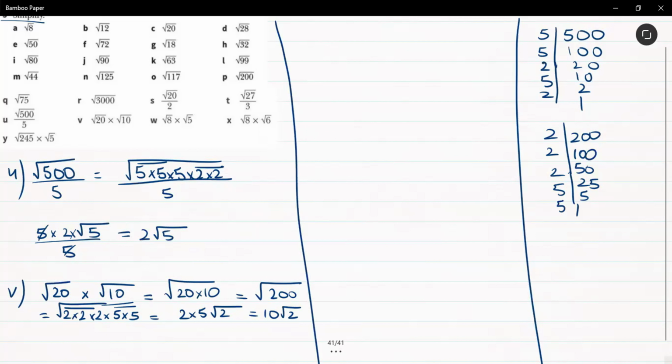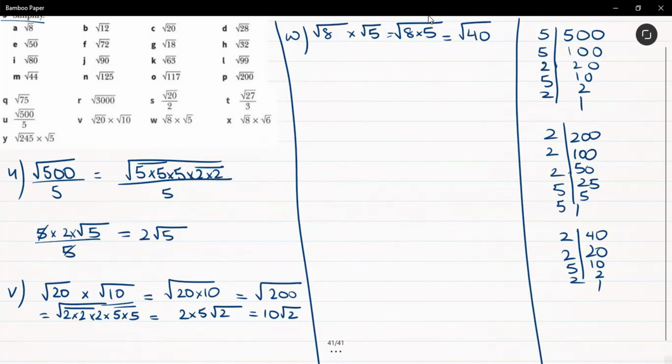For part W, we've got under root 8 multiplied by under root 5. So what is 8 multiplied by 5 in an under root? Because they're essentially the same thing. 8 fives is equal to 40. Take out the LCM of 40 now. We have 2 20s are 40, 2 10s are 20, 5 2s are 10, and 2 1s are 2. So under root 40 is essentially equal to 2 multiplied by 2 multiplied by 2 multiplied by 5.